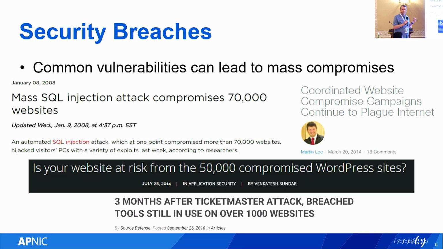And of course, other types of security incidents and compromises are due to common software being run, publicly accessible, and not being protected or patched or updated. These are some examples here. A mass SQL injection attack is compromising over 70,000 websites. Is your website one of these 50,000 compromised websites? Coordinated website campaign plaguing the internet. And this great one here, where there was a vulnerability in a plugin for a website, but 3 months after the attack that had launched it all and shown the biggest problem, there are still tools in use on over 1,000 websites. So this is 3 months after the major incident, and there are still websites that have malicious tools and are compromised.